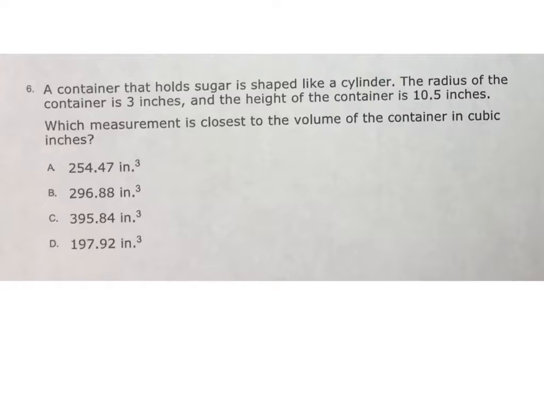Number 6. A container that holds sugar is shaped like a cylinder. The radius of the container is 3 inches, and the height of the container is 10.5 inches. Which measurement is closest to the volume of the container in cubic inches?